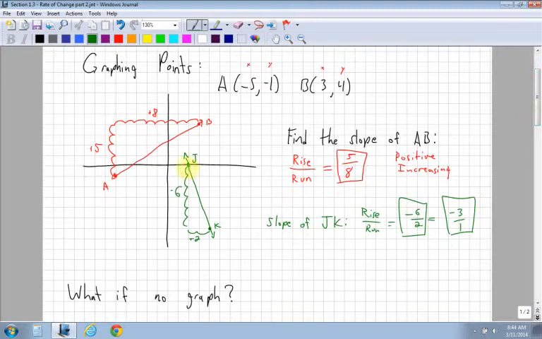Now notice this time that my graph is going down and sloping to the right. So it's a negative slope, and it's decreasing, because it goes down and to the right. Anytime you have a graph that's going down to the right, we have a negative slope, and the graph is decreasing because it's going down. This other graph is going from left to right, going up and increasing.